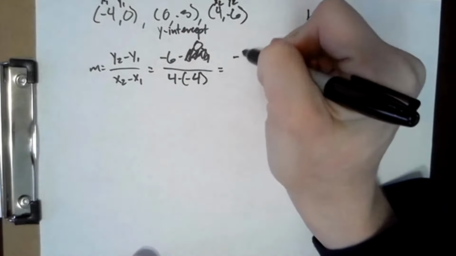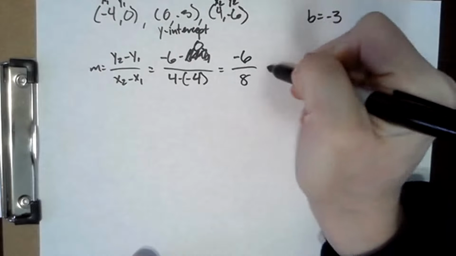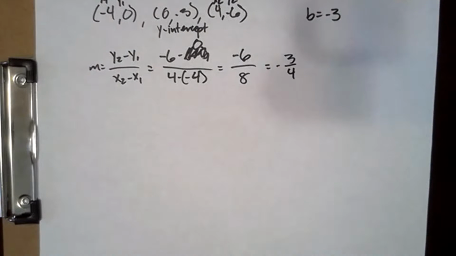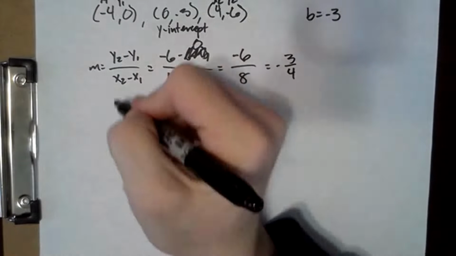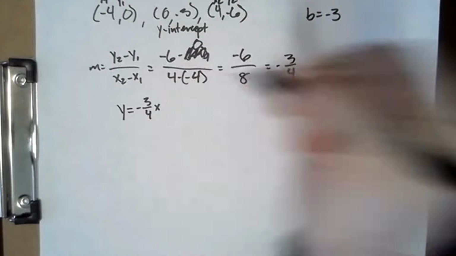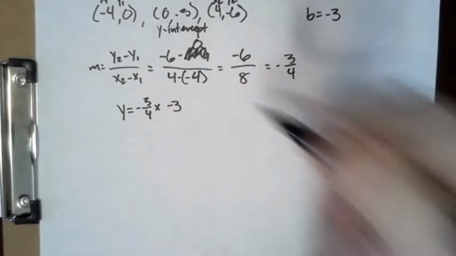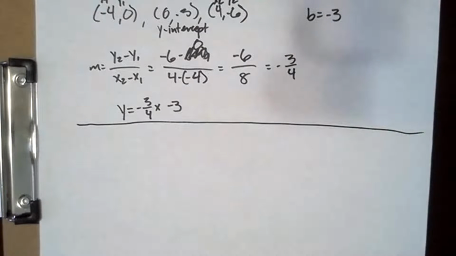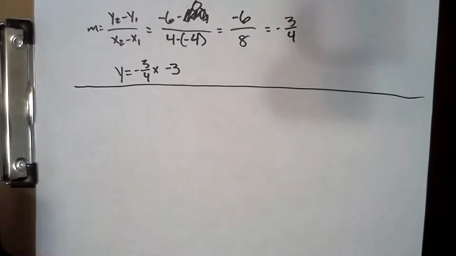Okay, well that's -6 over 8, which is the same as -3/4. So our line has the equation y equals -3/4 x minus 3. Moving on.